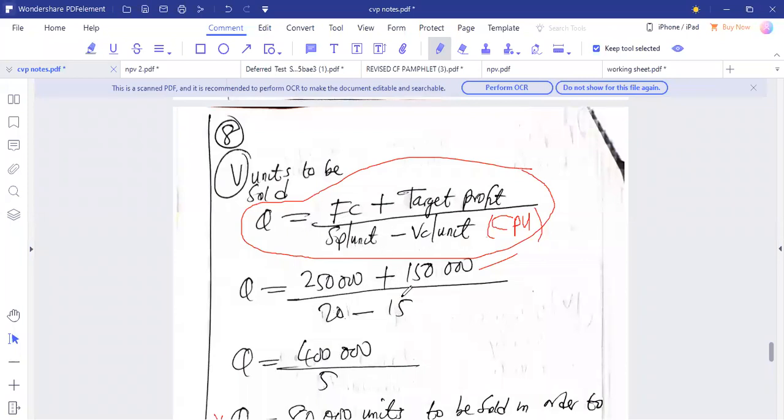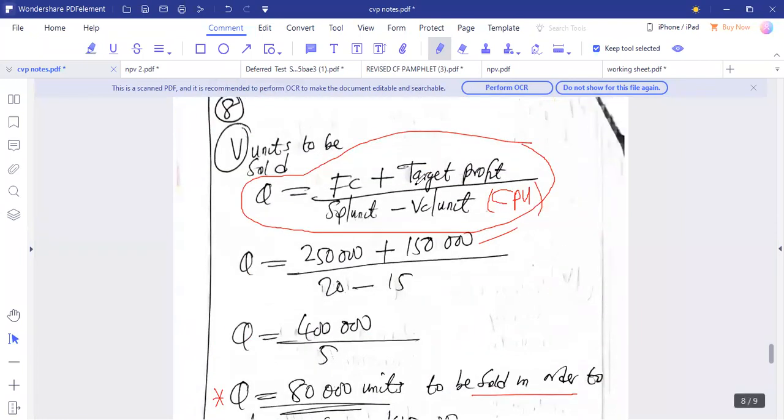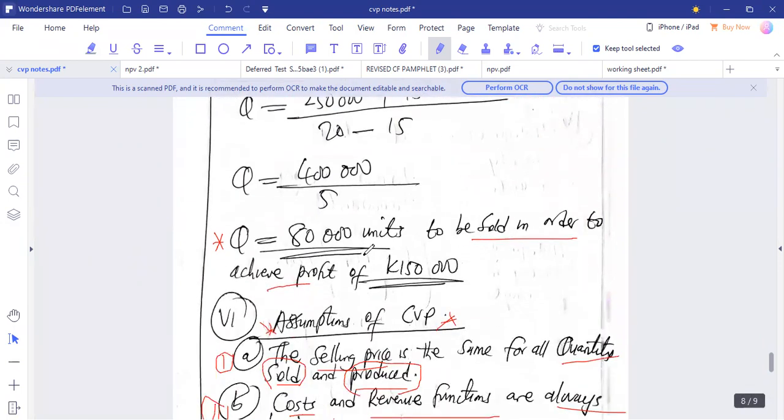Okay, so we have that one. So we have the units to be sold to achieve that profit, which is 80,000 units. These formulas are not given. I have to overemphasize that these formulas in CVP are not given in this management accounting, or even in management theory and practice. This topic is found in both the courses.